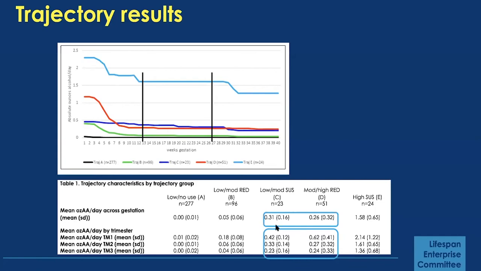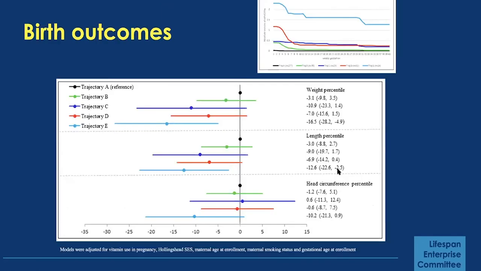And you can see that here with the means, that even though the overall pregnancy mean was essentially the same between the C and D trajectories, while C started off lower at 0.42 versus 0.62, they then crossed in the second trimester and then ended up at essentially the same place in the third trimester. And so we then took this and looked at our outcomes of interest.